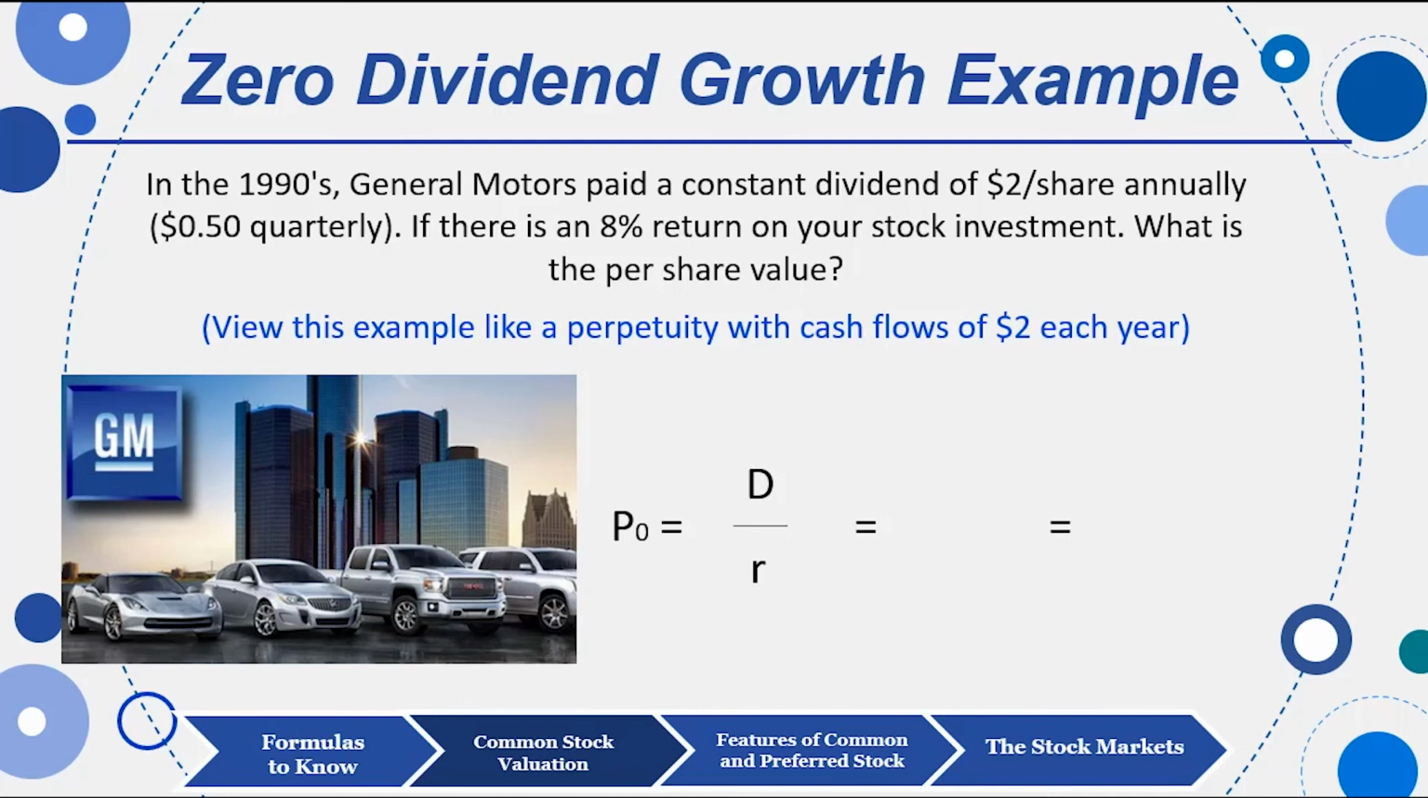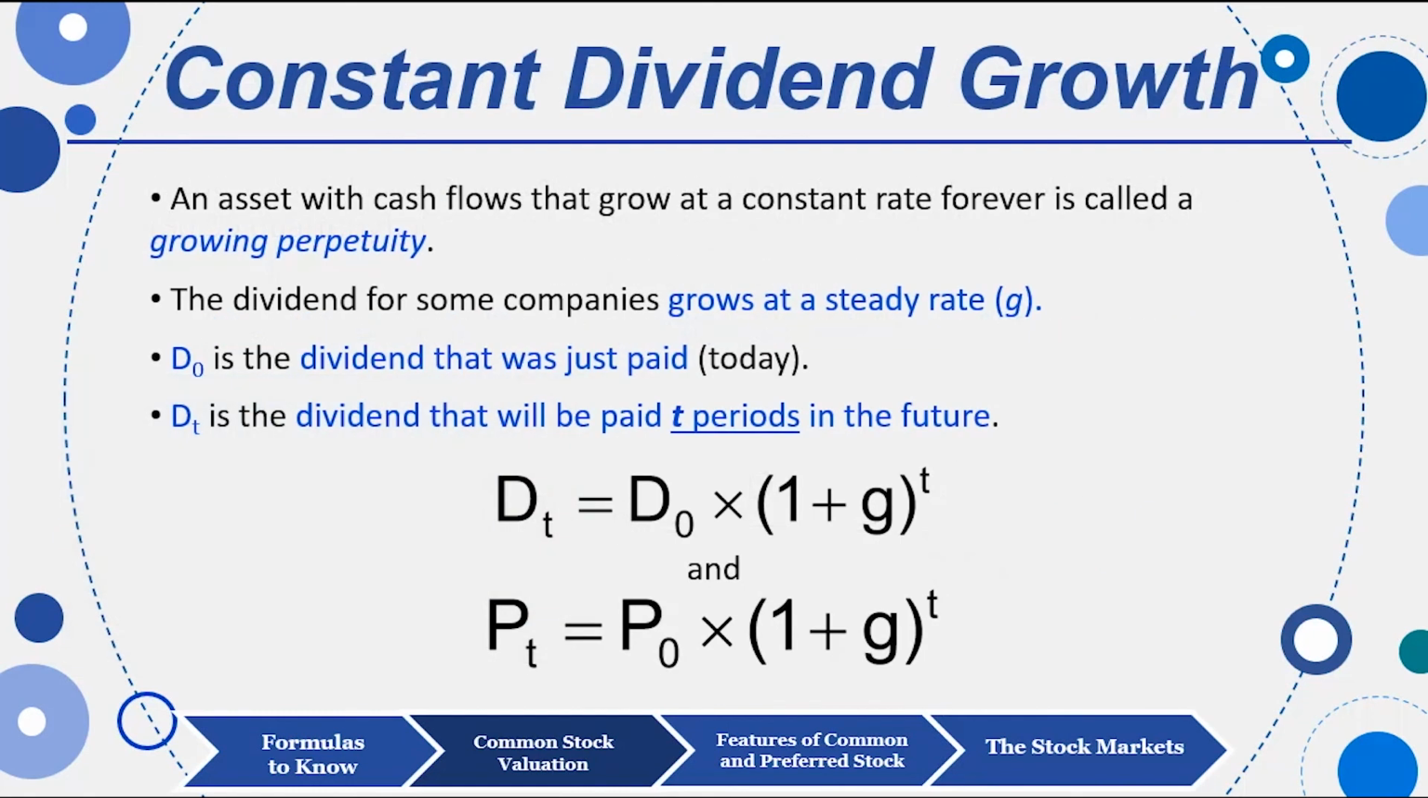If there's an 8% required rate of return on the stock, what is the per share value? D over R, and the stock price would be estimated at $25 per share. Again, that does not hold any longer with General Motors. They don't pay a $2 dividend each and every year.